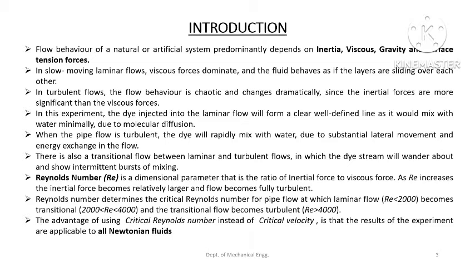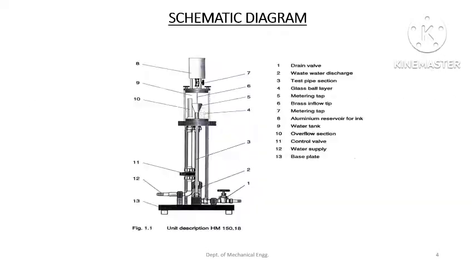In laminar flows, the viscous forces dominate inertial forces, and in turbulent flows, inertial forces dominate viscous forces. To characterize the flow behavior, we use Reynolds number, which is the ratio of inertial and viscous forces. If Reynolds number is less than 2300, then we classify it as laminar flow. If it is between 2300 and 4000, then we classify it as transitional flow, and above 4000, all flows are classified as turbulent flows.